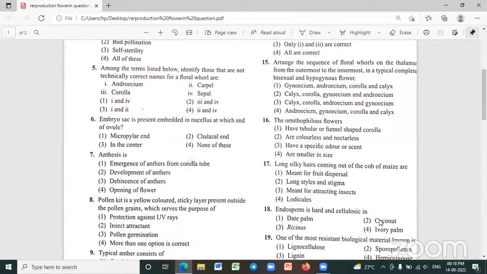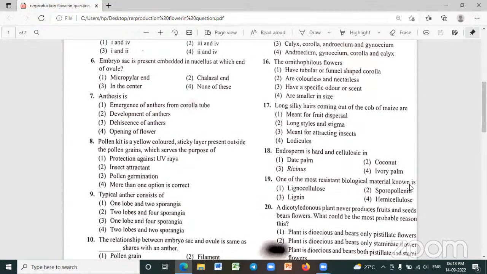Date palms, coconut, and ricinus, these are all considered as endosperms. What about ivory palms? It is very hard in nature. That's why the ivory palm is the correct one. The 18th one is the ivory palm.